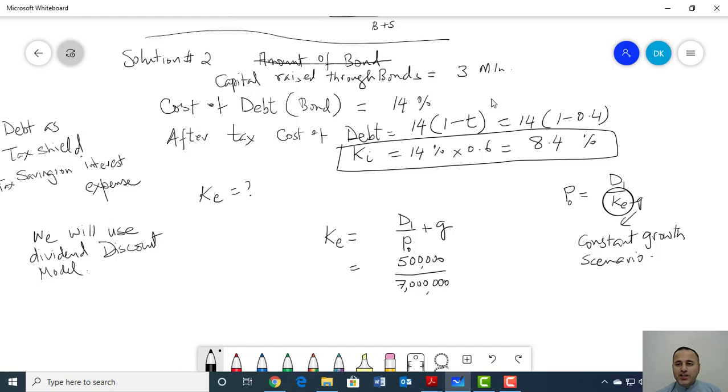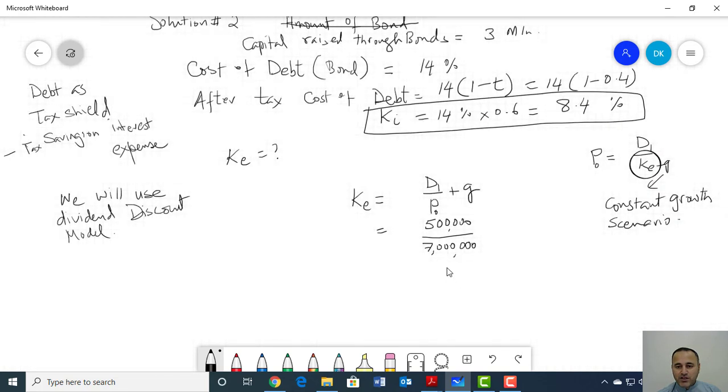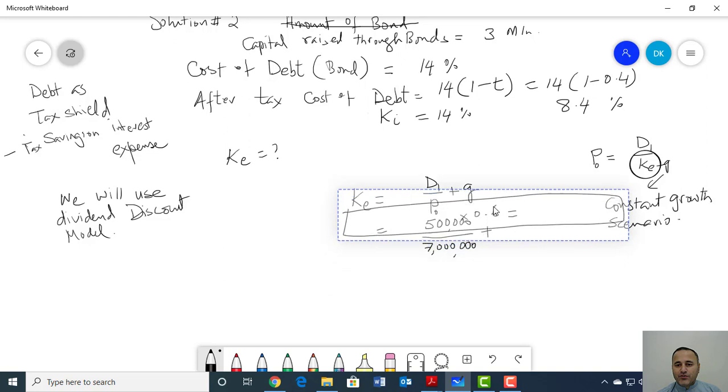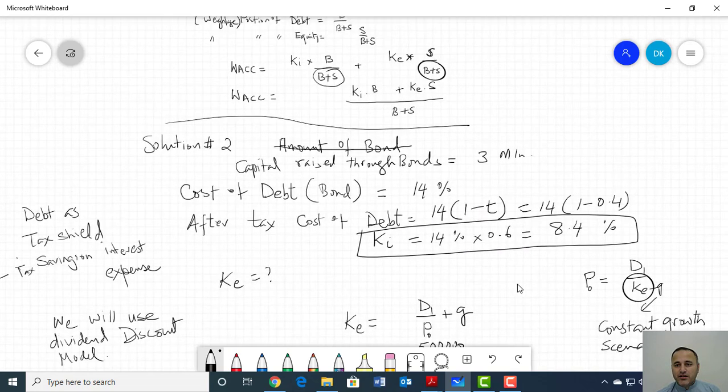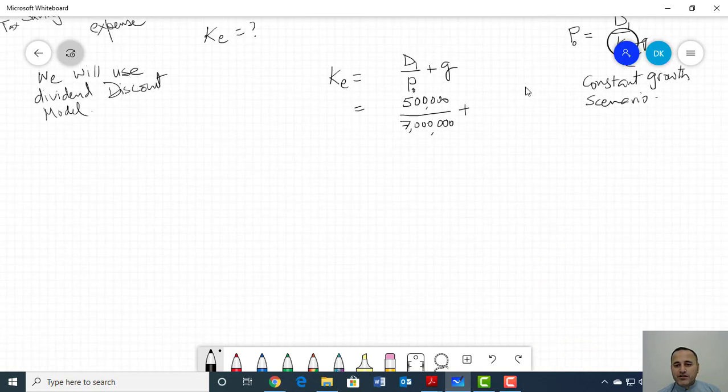As you can see here, it says assume that B in problem number 1 is 3 million and S, which is the stock price, is 7 million. So the current market value of the stock, or equity, is 7 million. That's why P naught is 7 million, plus G. The company is expected to pay $500,000 this year, and the growth rate has been 11%, so we can use 11% for growth here.